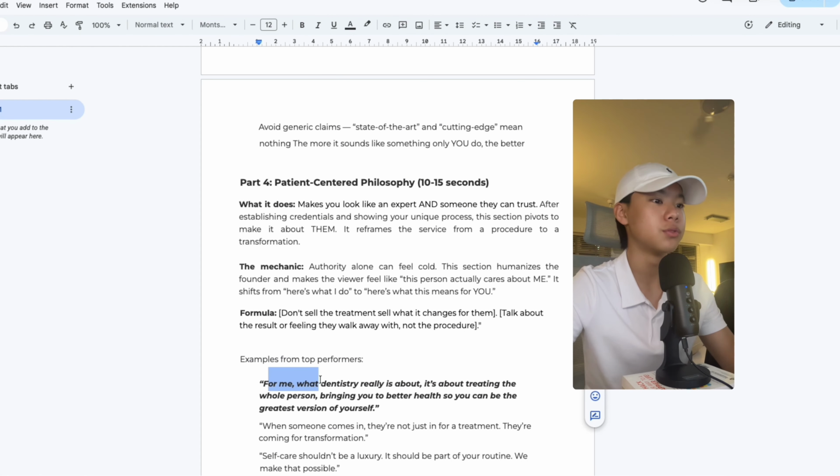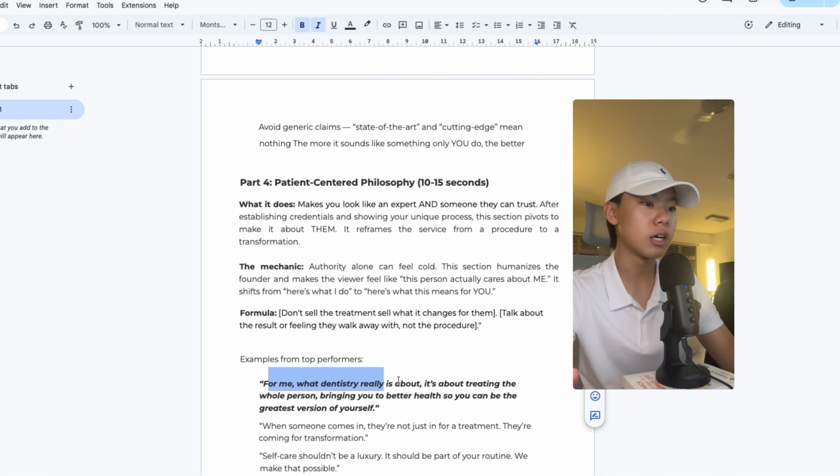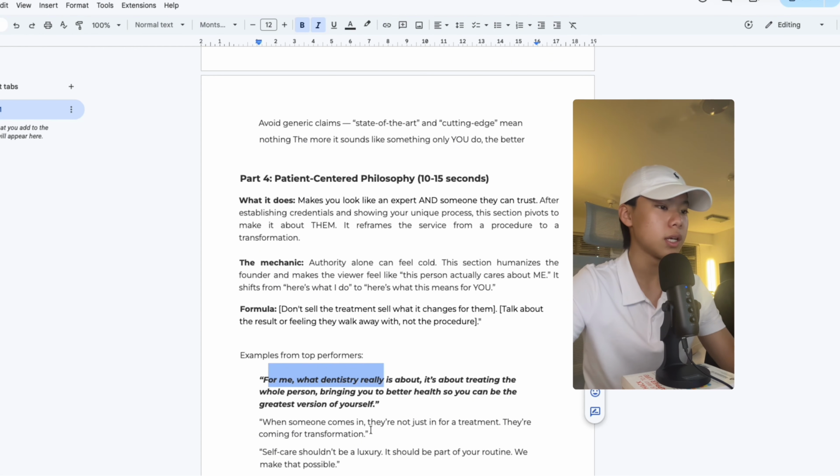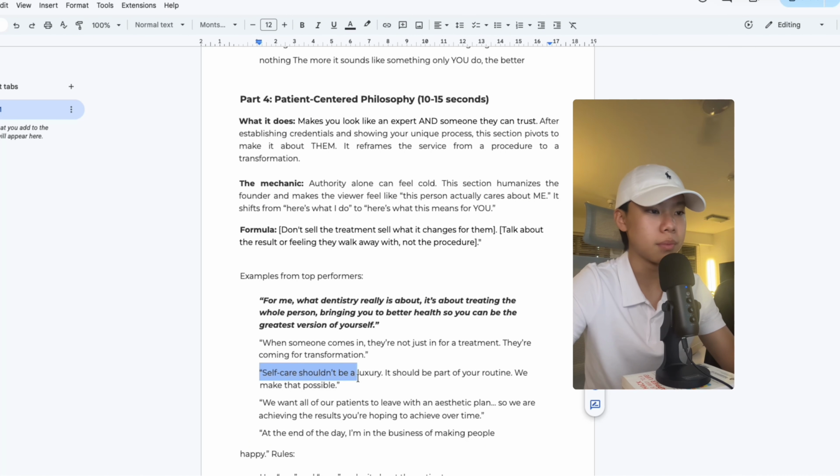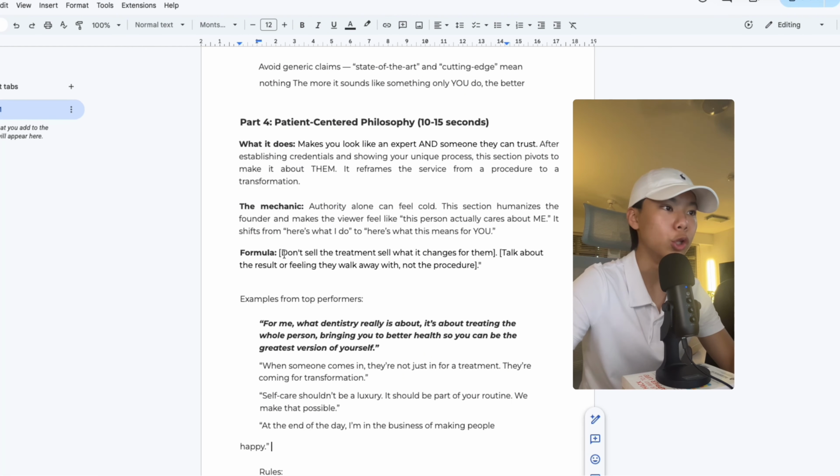For me, what dentistry is really about, it's about treating the whole person, bringing yourself to better health so you can be the greater version of yourself. Or the second one can be: when someone comes in, they're not just in for treatment, they're coming in for the transformation. Self-care shouldn't be a luxury, it should be a part of your routine, and we make that possible. So don't sell the treatment, sell what it changes for them.